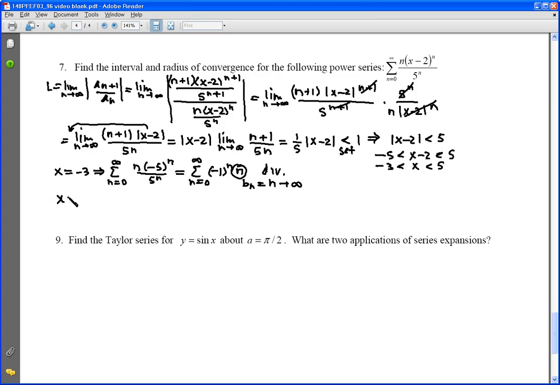And then if x equals positive 5, plug that in, we get the summation n equals 0 to infinity. And now this is 5 minus 2. So this is n, and then this will be 5 minus 2 to the n over 5 to the n. So this is going to be the summation of n, and this is 3 to the n over 5 to the n.